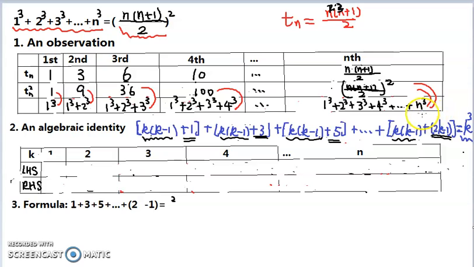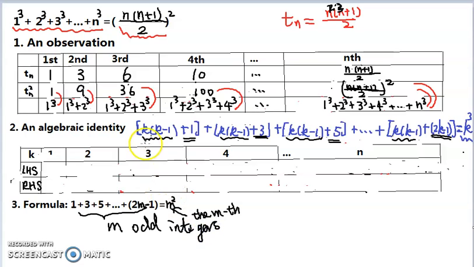And notice that we have a formula we discussed before. If we add the first m odd integers, 1 plus 3 plus 5 plus dot dot dot, where the last one is 2m minus 1, we're going to get m squared. Here m means the mth odd integer. So here altogether we have m odd integers. Later we're going to use this formula.